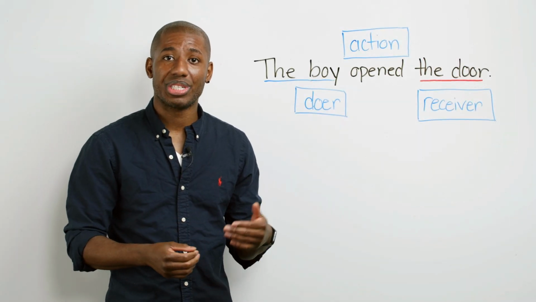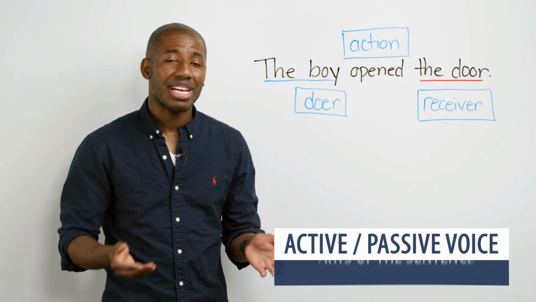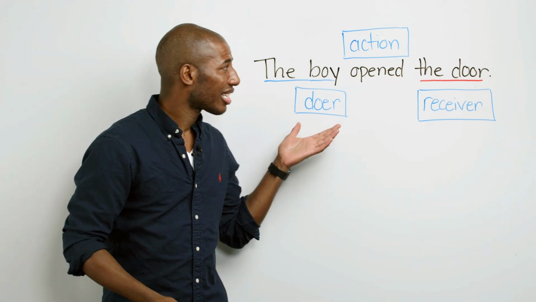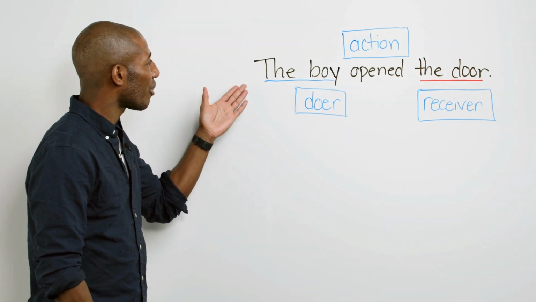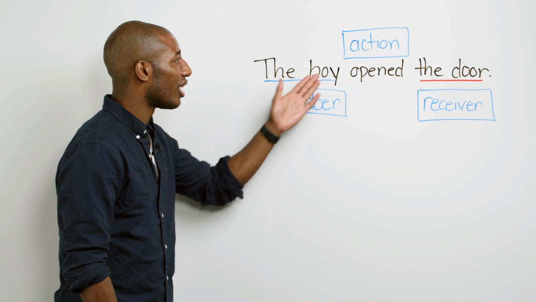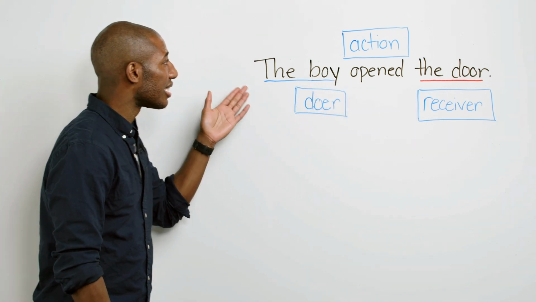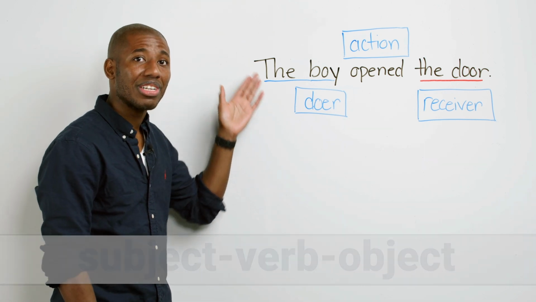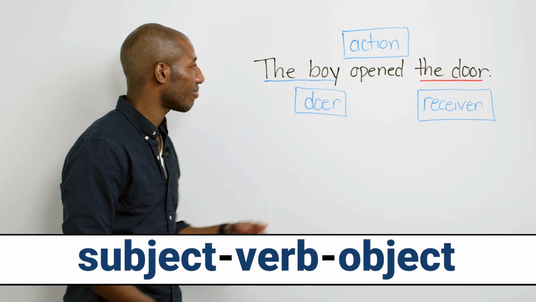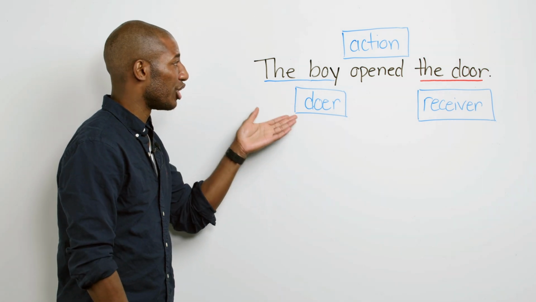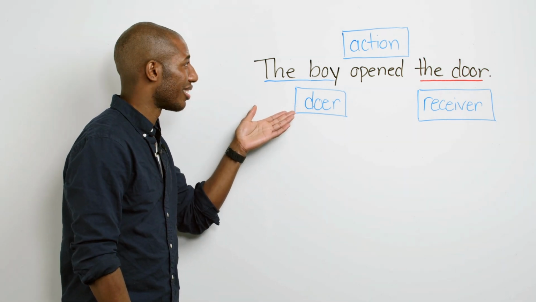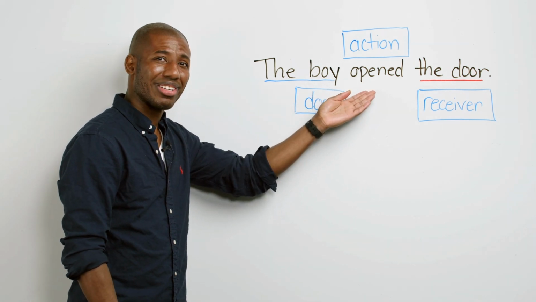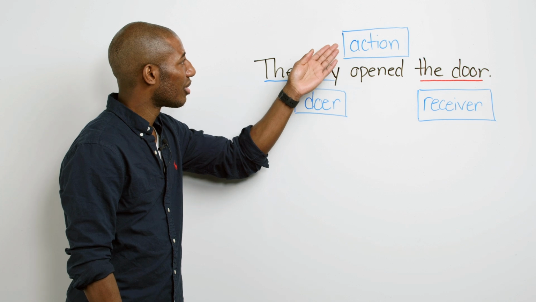So before we can start switching our sentences from active to passive, it's very important for us to understand the different parts of a sentence. Let's look at our board. Here we have a sentence written, the boy opened the door. This is an example of an active sentence, which usually follows the pattern of subject, verb, object. Our subject, the doer, is the boy. But what did the boy do? The boy opened. Open is an example of an action.